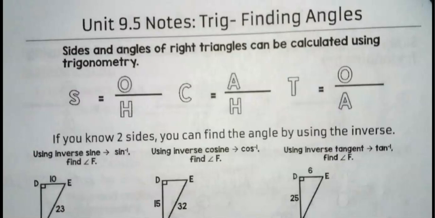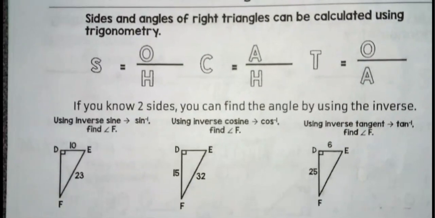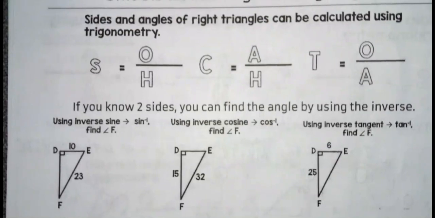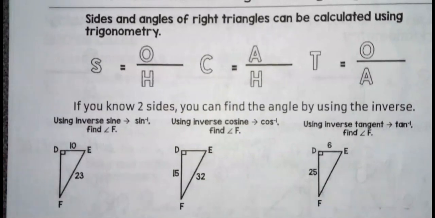So yesterday we had the angle and we had one side, and then we found another missing side. Today we've got two sides. We're going to find an angle. All right, so it says using inverse sine, find angle F.